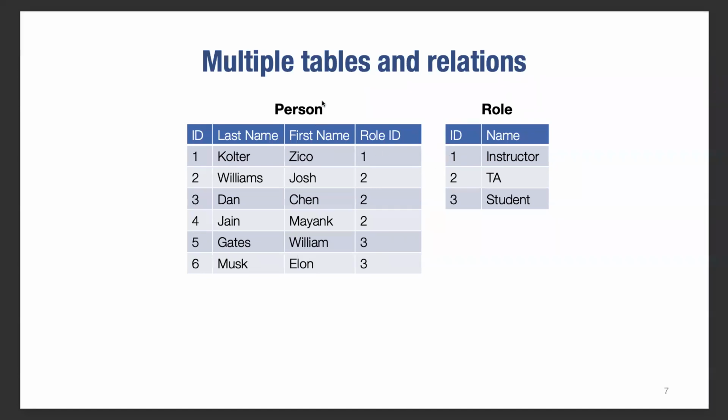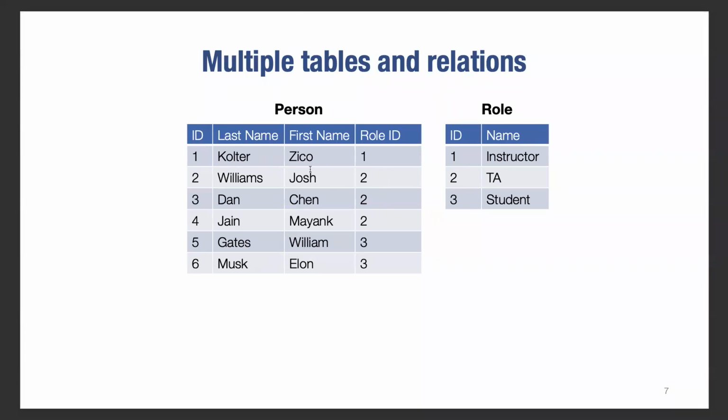So now look at this interesting scenario. You have a person table and you have a role table. Now, what is the relationship between them? As you can see, the person has a unique ID, has their last name, also has their first name, and then the person has a role ID. If you go to the role table, the role itself has an ID and it has a name. What that is telling you is the relationship between the person and the role table is this role ID, which you can get from the role table.